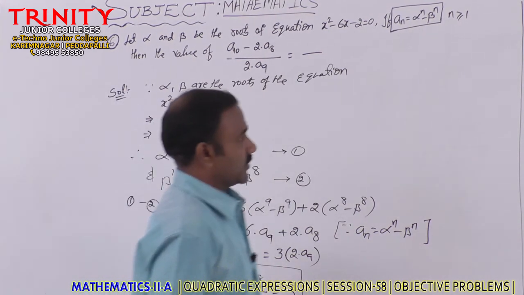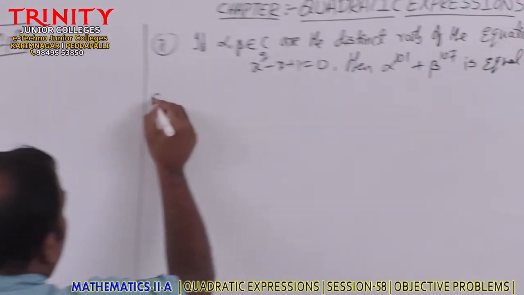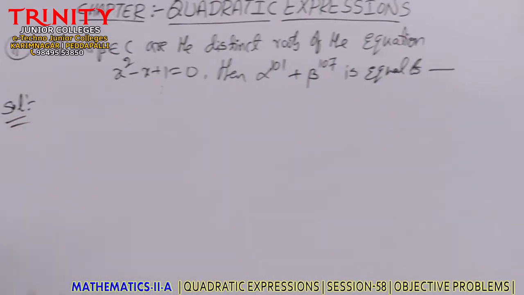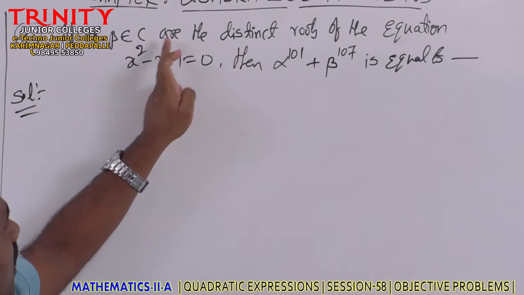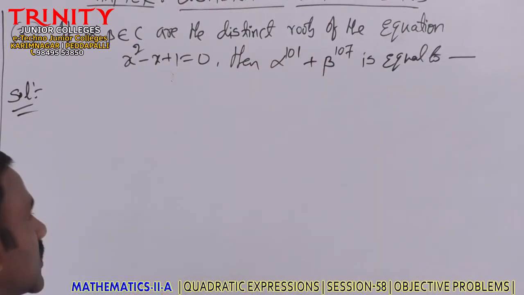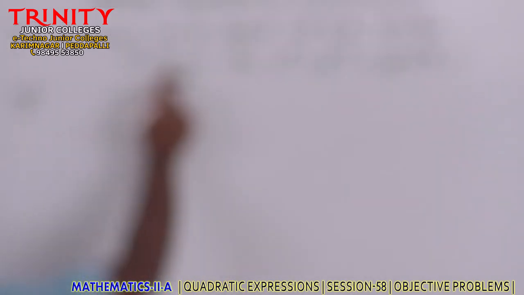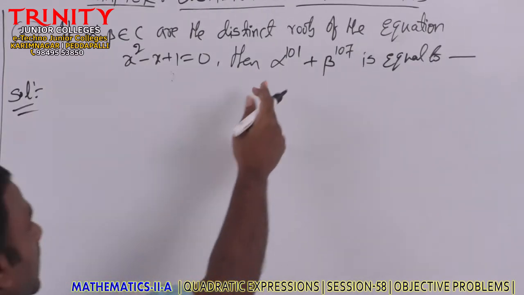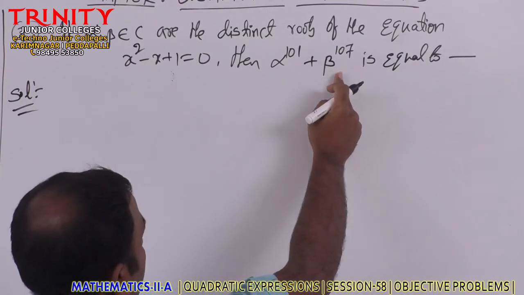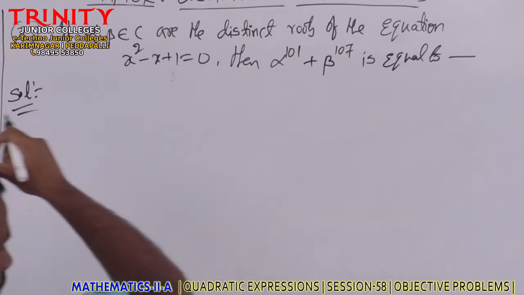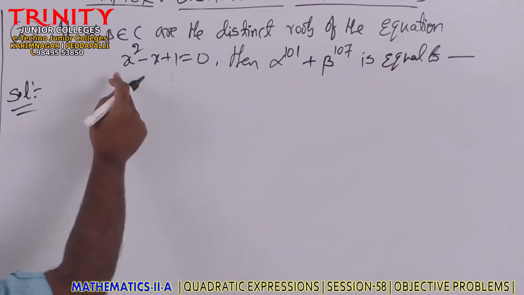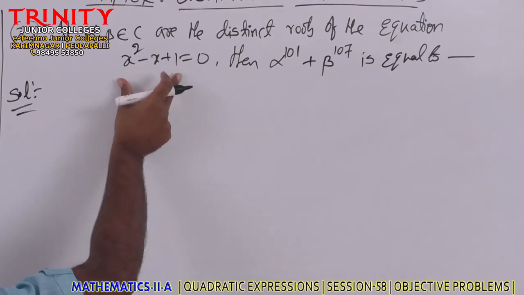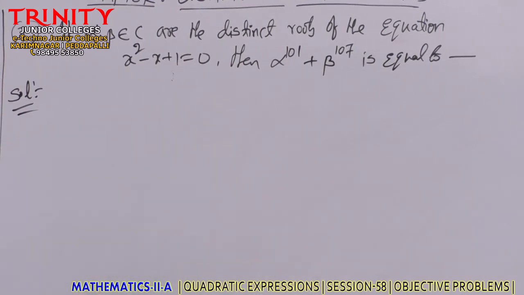Now, we'll go for another problem. If alpha, beta belong to C, are the complex, distinct roots of the equation x square minus x plus 1 equal to 0, then alpha power 101 plus beta power 107 is equal to what? X square minus x plus 1 equal to 0 is a quadratic equation. Here factorization is not possible.